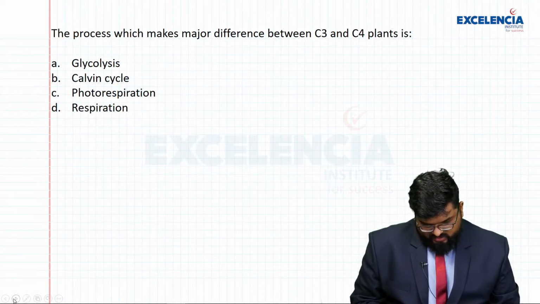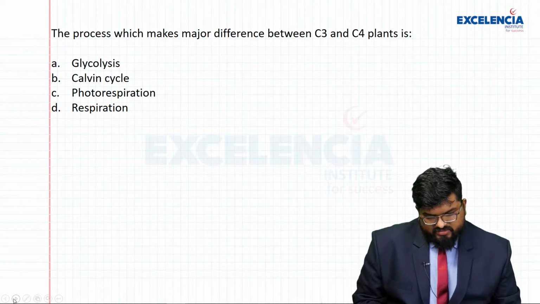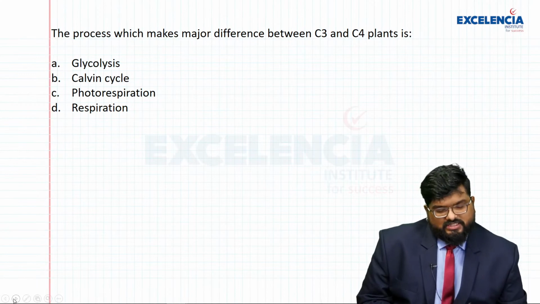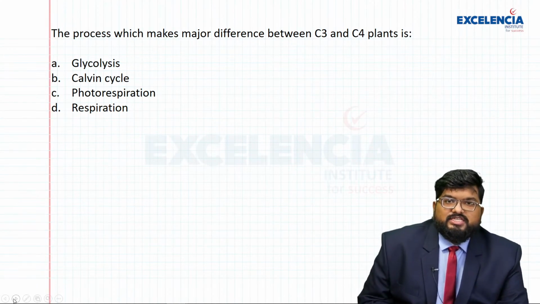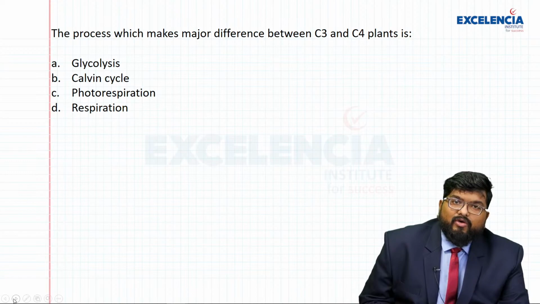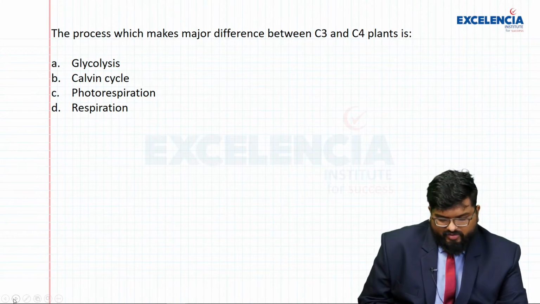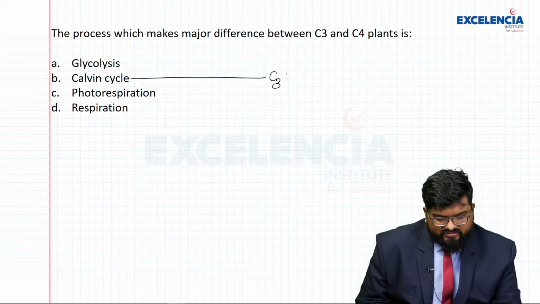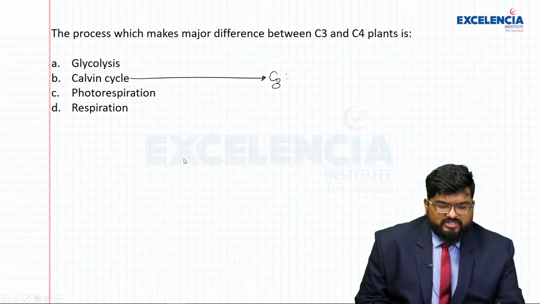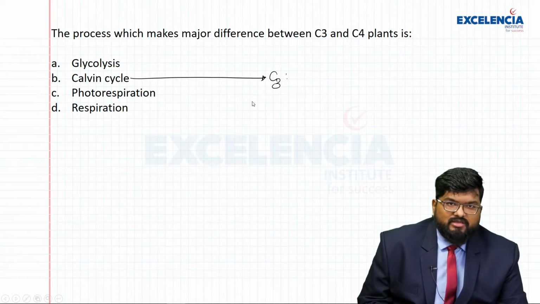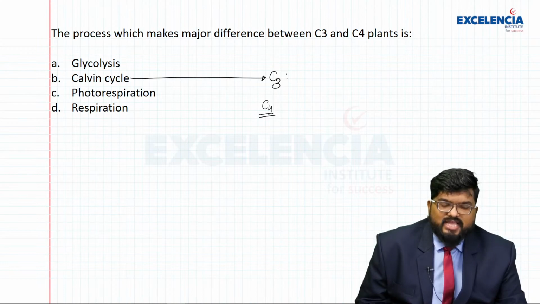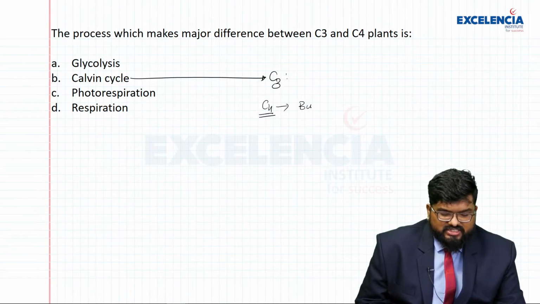Next question, what we have is the process which makes major difference between C3 and C4 plants. Glycolysis. Now glycolysis, we just discussed that it is a pathway of respiration where glucose is broken down. Okay, it's a respiratory pathway. Calvin cycle. Calvin cycle is literally the C3 cycle, isn't it? Yep. So C3 cycle is taking place in C3 plants, obviously. C4 cycle also sees Calvin cycle where? In the bundle sheath cells.